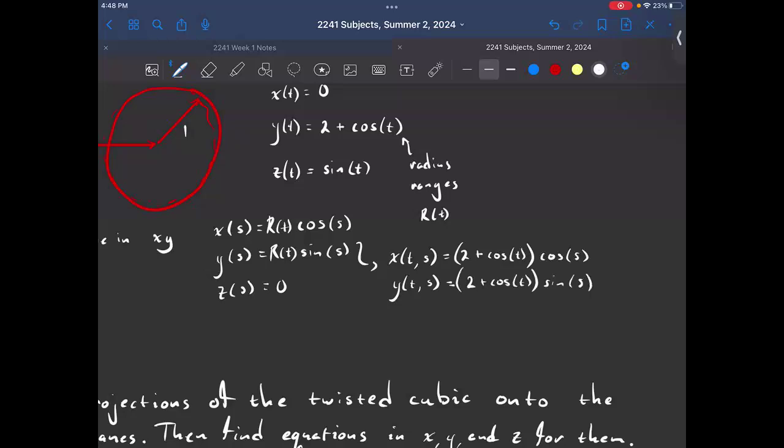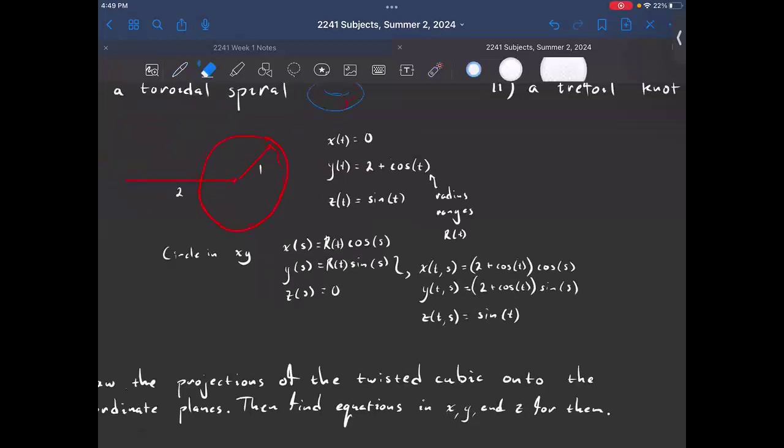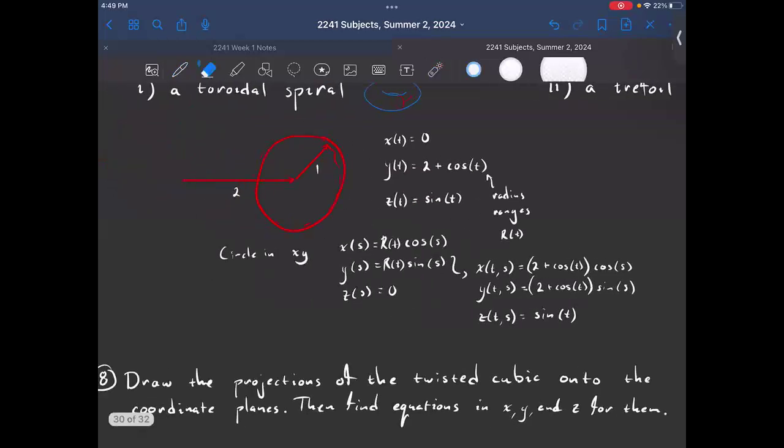Okay, and then now while this is happening, I want z to be moving up and down, but I don't want it to depend on s just yet. So it will be, let's say, the sine of t. That's where this part comes in. Okay, so now we have our parametric equations, and I'm going to go ahead and erase a lot of this, and then get our toroidal spiral from it.